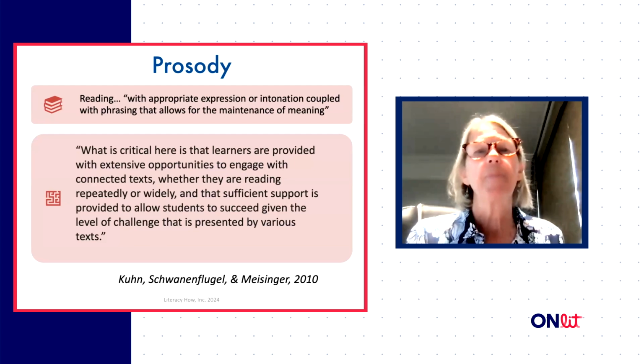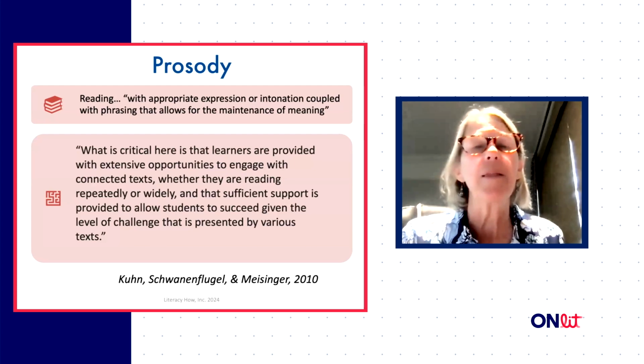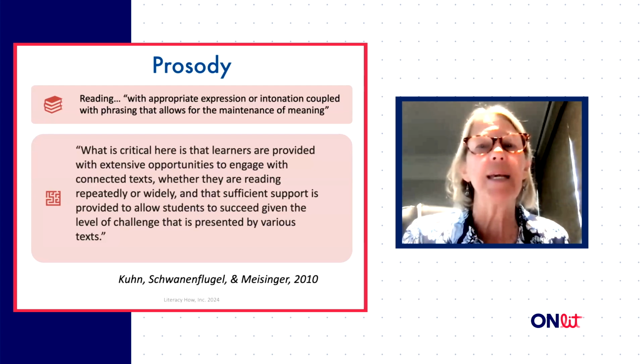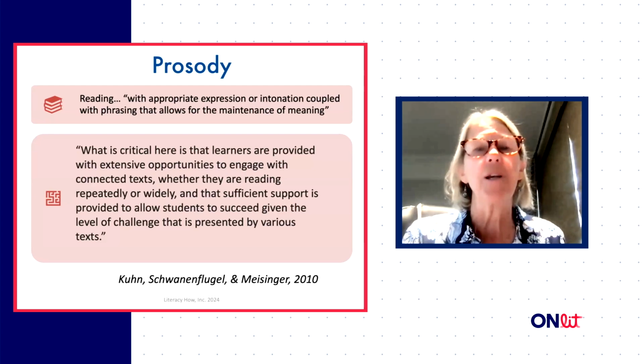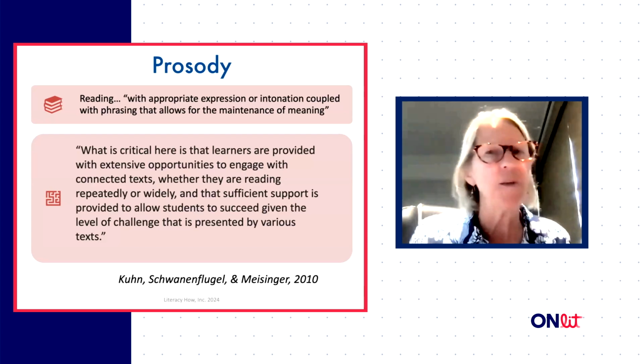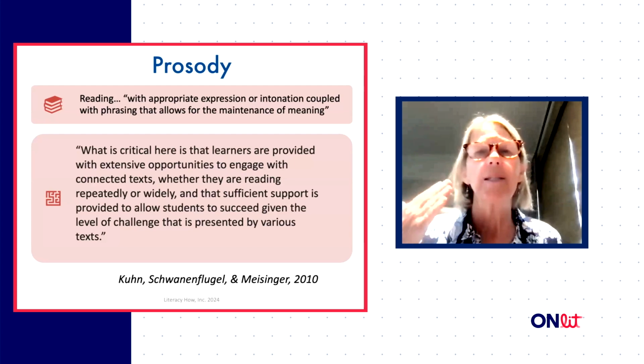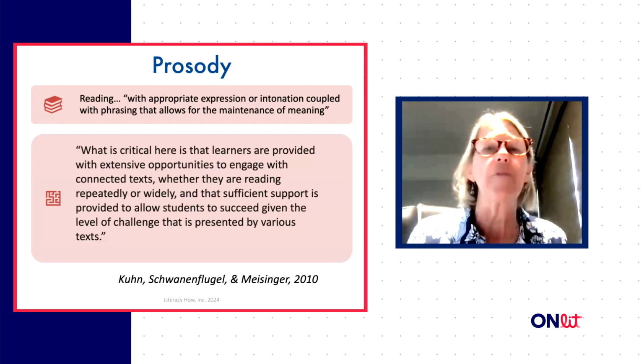And what we want to think about when we think about oral reading fluency is that learners have opportunities to engage with connected texts. So yes, there's a place for reading word lists, etc., but it's extremely important that reading fluency practice includes reading connected texts.